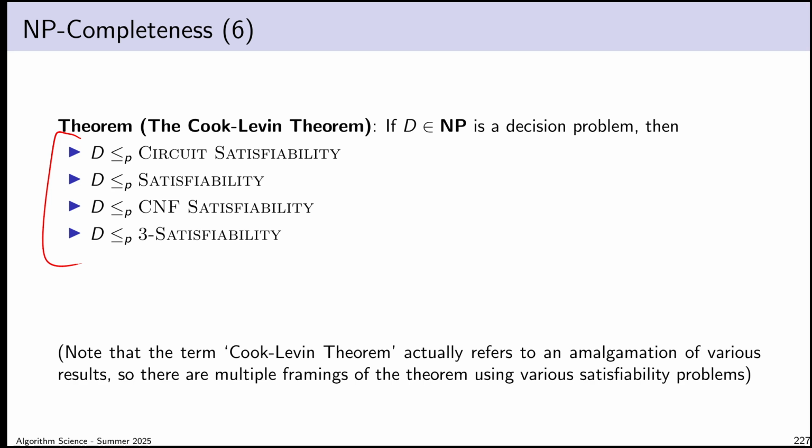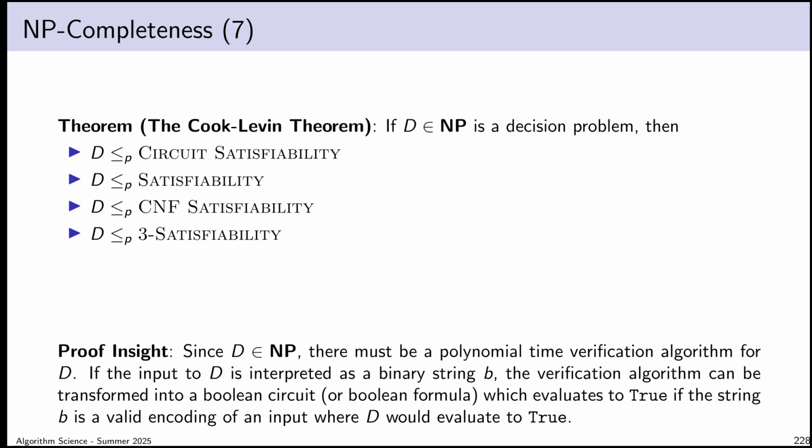Because everything in NP is reducible to each of these 4 things, that also means that all 4 of them are reducible to each other. So actually, stating it in terms of all 4 of them is a little bit redundant, because if I know that everything is reducible to circuit satisfiability, then so is regular satisfiability and 3-satisfiability. And so the basic idea behind the proof, and the proof is a bit of a thing, so we're definitely not going to do the proof here.